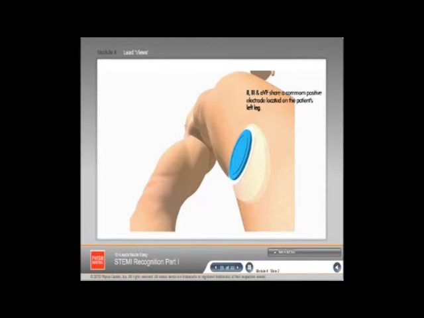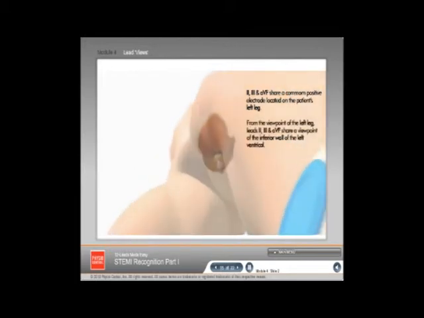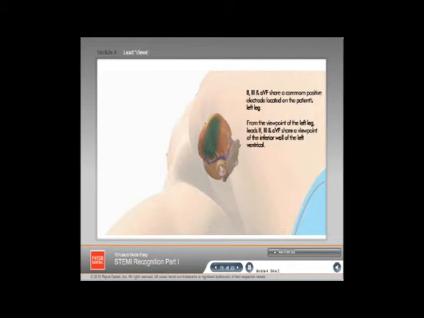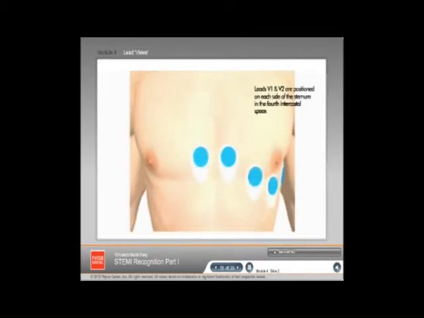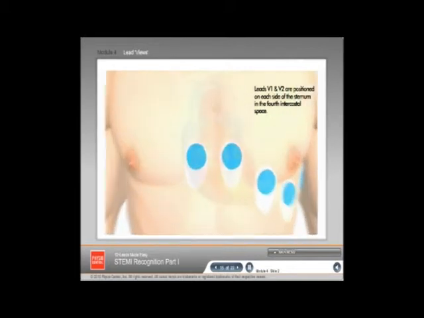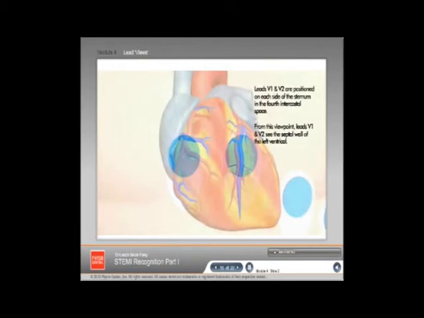Leads 2, 3, and AVF share a common positive electrode in the left leg. From that perspective, leads 2, 3, and AVF view the inferior wall of the left ventricle. V1 and V2 are positioned in the fourth intercostal space, one on each side of the sternum. From that location, V1 and V2 see the septum.